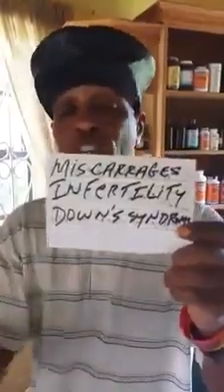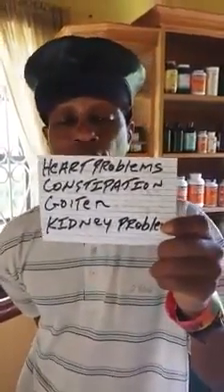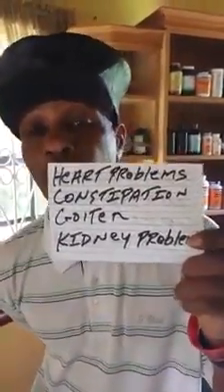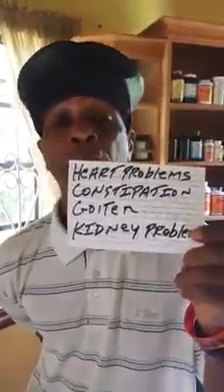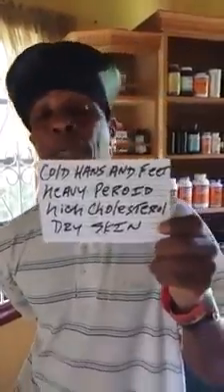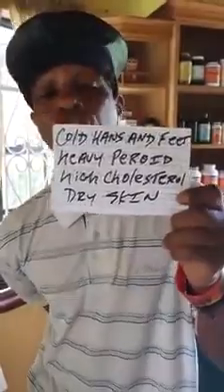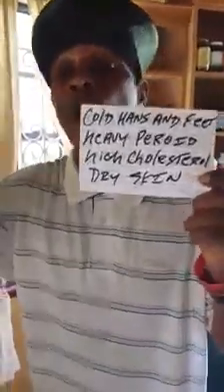These are the symptoms of an underactive thyroid now. Heart problems, constipation, goiter, kidney troubles if you're underactive. And you can get high blood pressure from having an underactive thyroid gland too. Laziness, depression. If you have an underactive thyroid, cold hands, cold feet, heavy period in a woman, irregular periods, high cholesterol, and dry skin. Those are symptoms of an underactive thyroid.